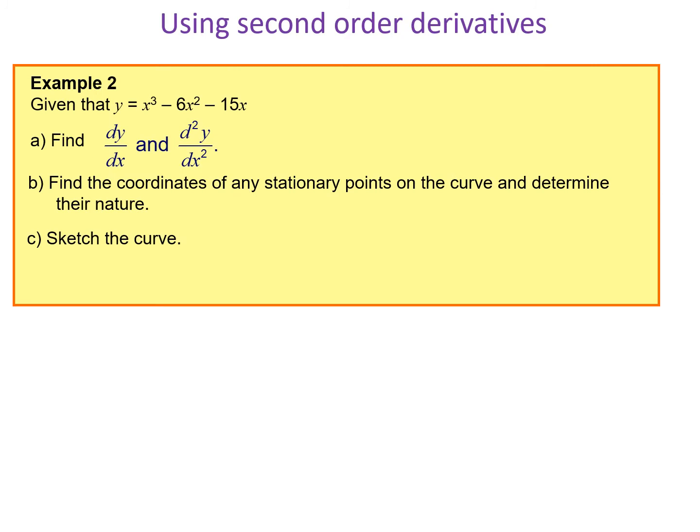Example 2. Just do it again, basically. This time find dy/dx and d2y/dx squared. Then find the coordinates of any stationary points and determine their nature. I've got one on the slide.